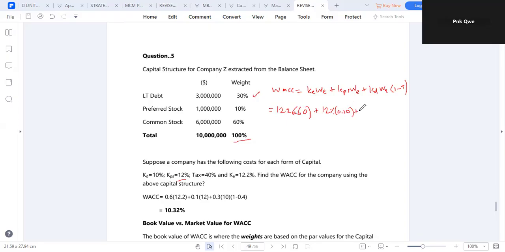Plus cost of debt is what? 10%. And what was the weight of debt? 30%, 0.3. But also there's a tax shield here. Tax shield is how much percentage? 40%. So 1 minus 0.4. So if you compute this very well, you're going to find your weighted average cost of capital as 10.32. So this is how we calculate our weighted cost of capital.